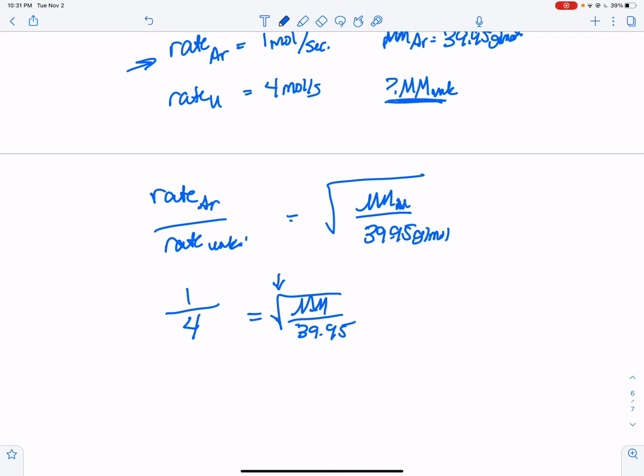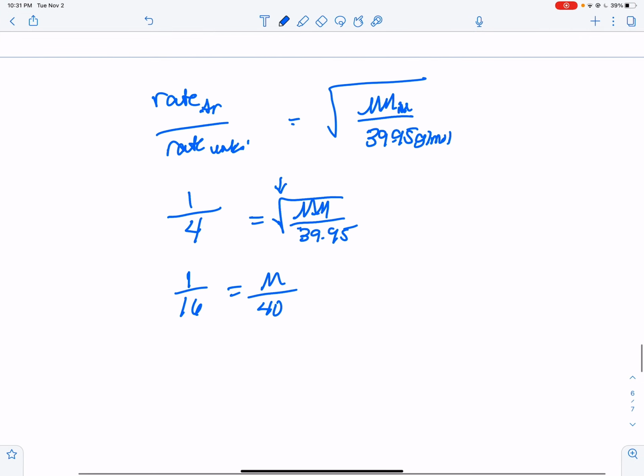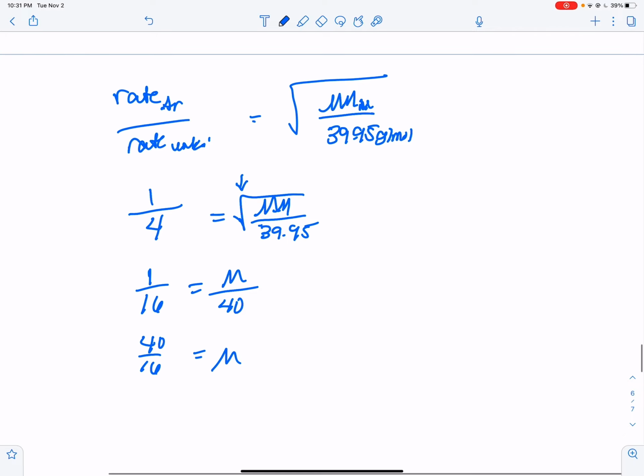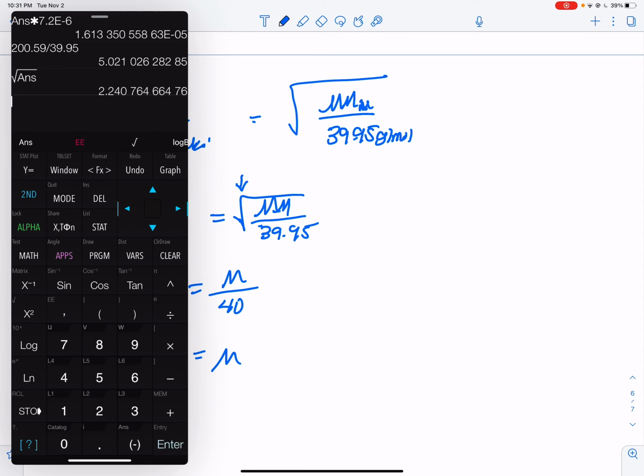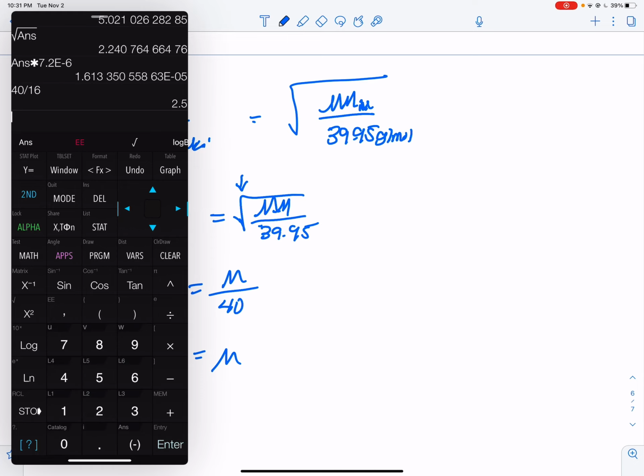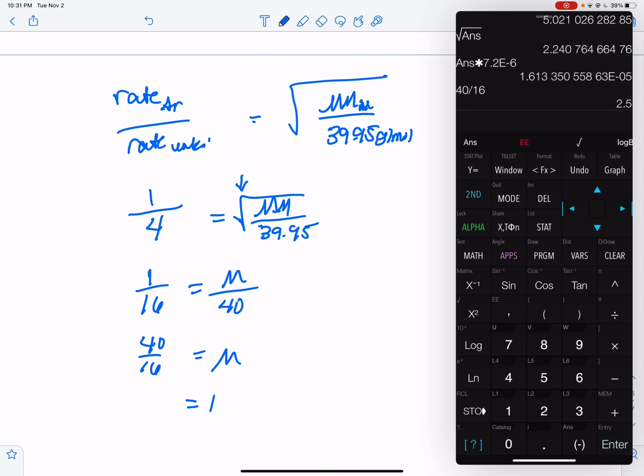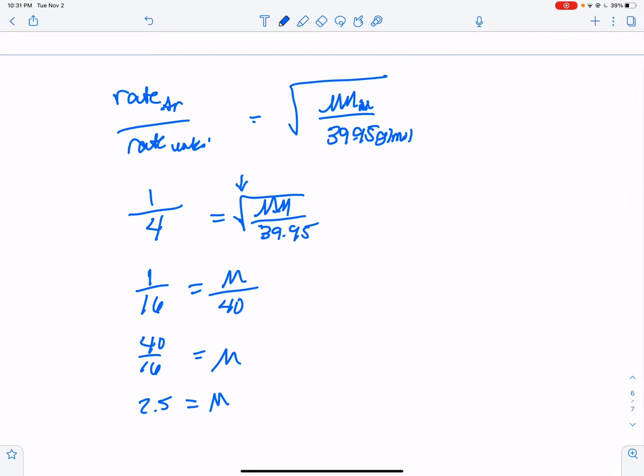So if we square both sides, we will get 1/16 is equal to the molar mass over 40. And so we get 40 over 16 equals the molar mass. And that's 2, it comes out to be 2.5.